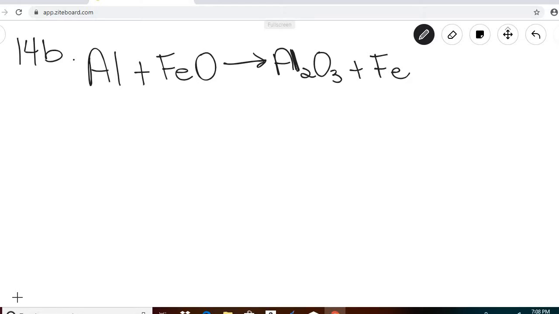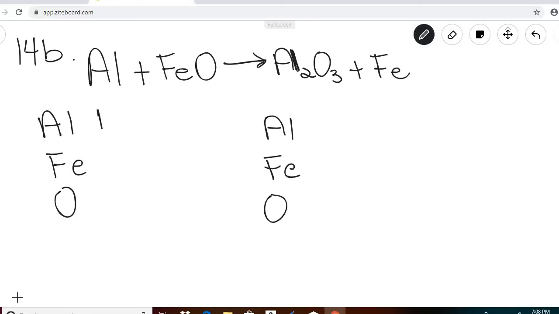Okay, so this is the equation, and we need to balance it. So aluminum, iron, and oxygen on each side. We have 1 aluminum here, and we have 2 there. We have 1 iron and 1 iron, and we have 1 oxygen and 3 oxygens.